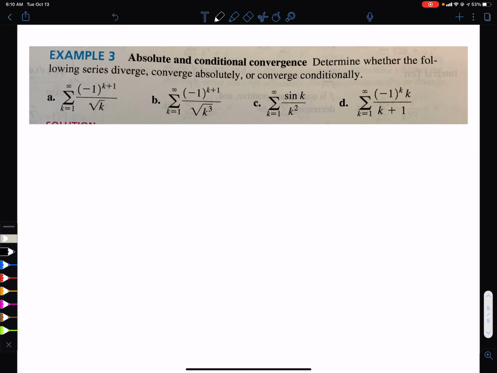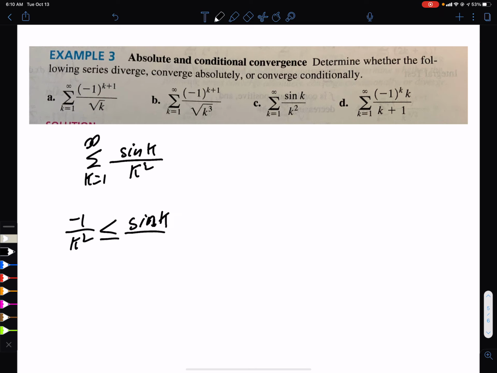All right, the C one is kind of a weird situation. Let's look at the absolute value of this. Now, we're going to have to look at this in a different way, because the top, we can look at absolute value. Okay, let's do this. Now, without the absolute value, let's take a look at this, okay? So, this is between these two.